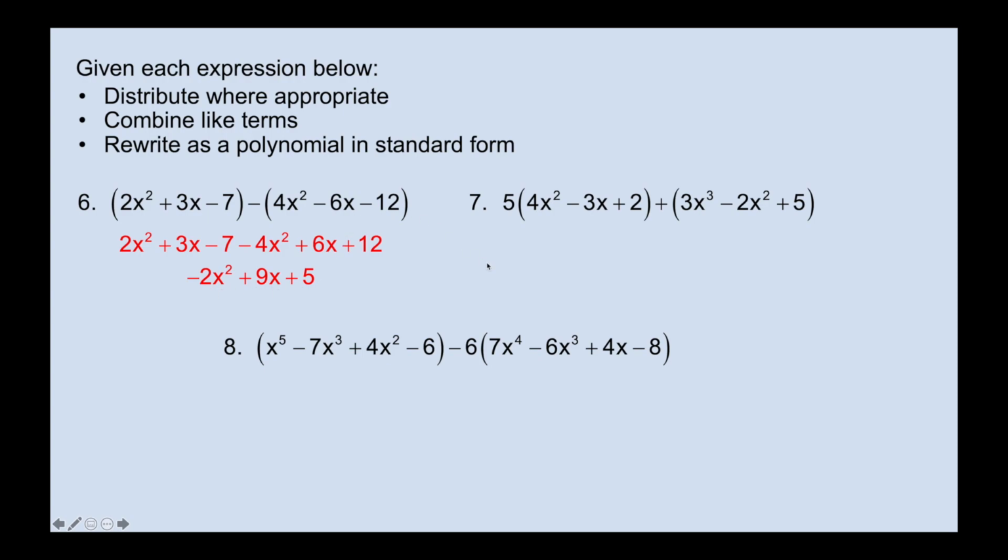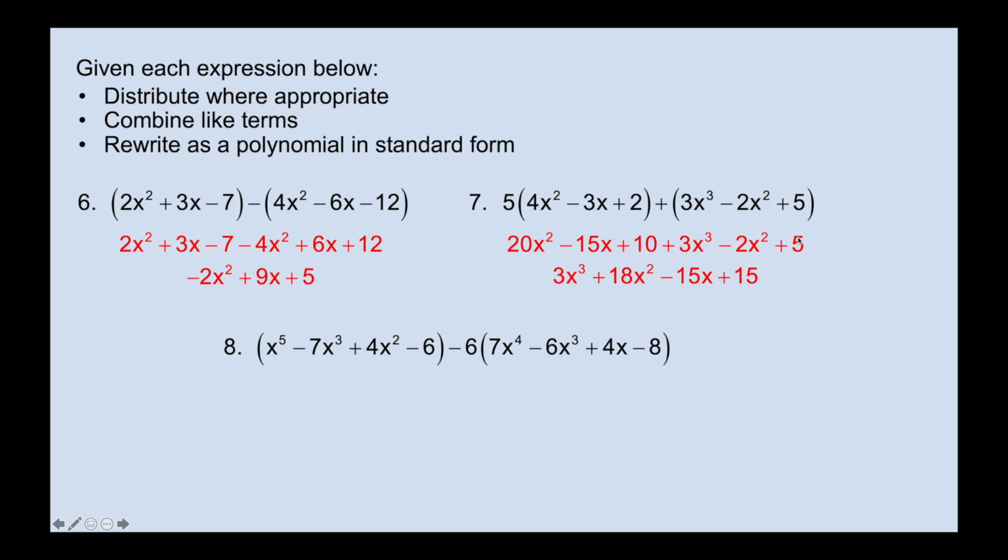For number 7, we're going to start by distributing the 5 into the first expression. And then with the second expression, there's nothing to distribute. So we're going to leave that one alone and drop the parentheses. Here I end up getting 20x squared minus 15x plus 10 plus, and again, I'm just rewriting this expression.